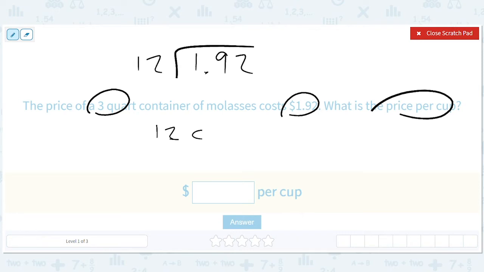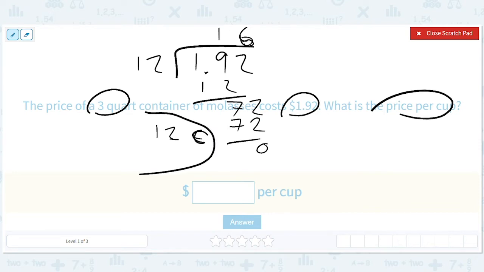That's going to give us 1. It's going to give us 6. And so, I just want to see what I wrote here. This was 12 cups, correct? That's separate. So it should be 16, but then we have to move the decimal place over 2. So it should be 16 cents per cup.